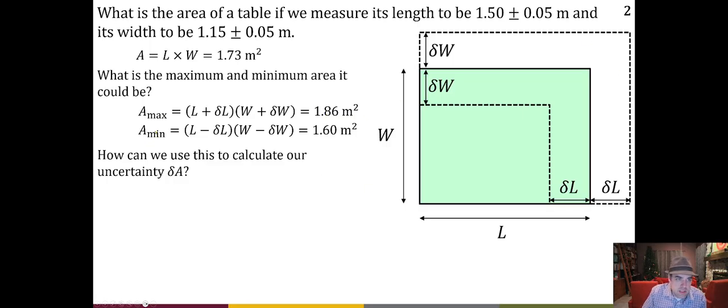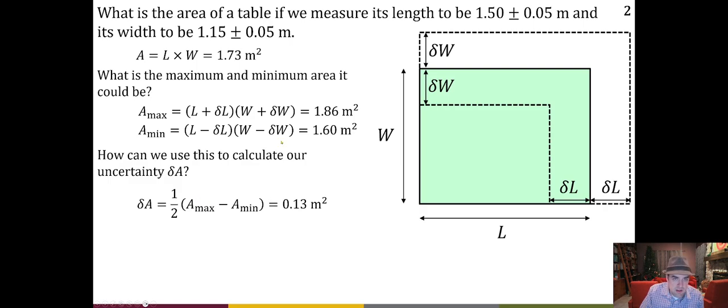And then we calculate what the smallest the area could be. Well, L minus delta L gives us this length here. We multiply that by width minus the uncertainty in width, which gives us here. So we multiply those together, and that gives us this little box here. And that gives us the smallest that the area could be. And so to calculate the uncertainty in the area, like I mentioned before, we take the biggest minus the smallest and divide by 2. So that's what we're going to do.